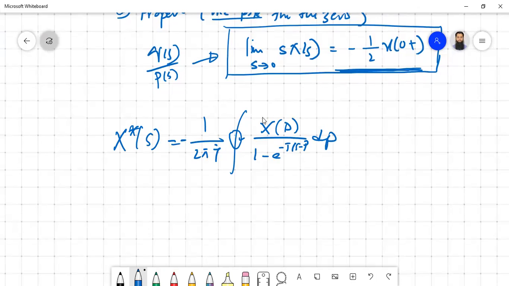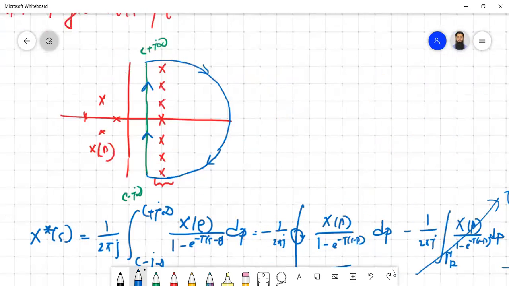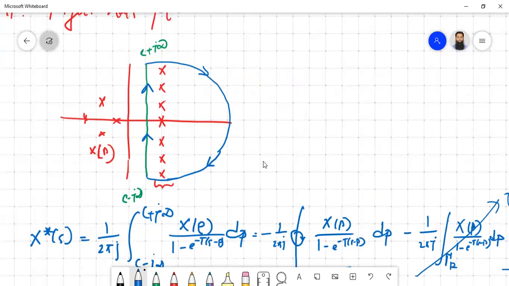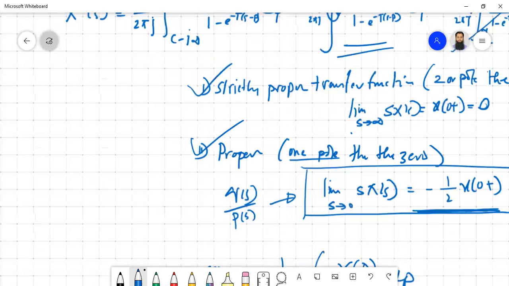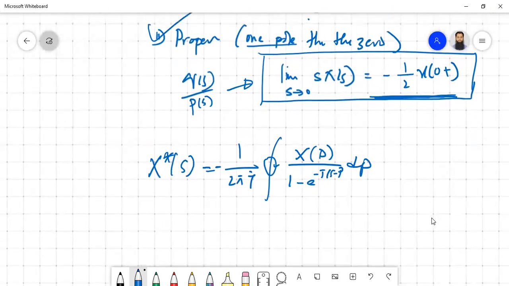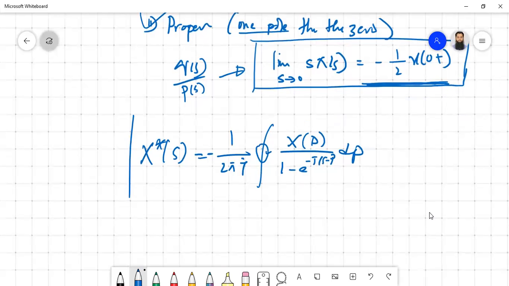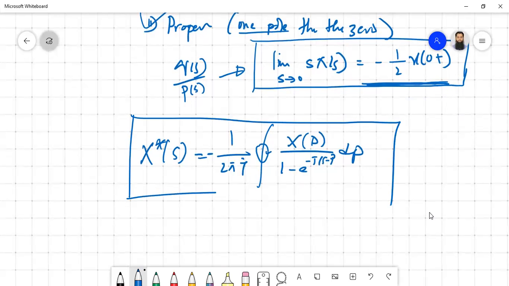So now, as you can see, which poles do we have to consider? The point is that now the poles of 1 by 1 minus e to the power minus T(s minus p) are actually enclosed. So we have to find out the residue of those particular poles. So what are those poles? We have to calculate that first. Based on this formula and the residue, we'll be calculating, no doubt about it. But what is the pole? Basically, the poles come from the denominator, so 1 minus e to the power minus T(s minus p) equal to 0, you have to set.